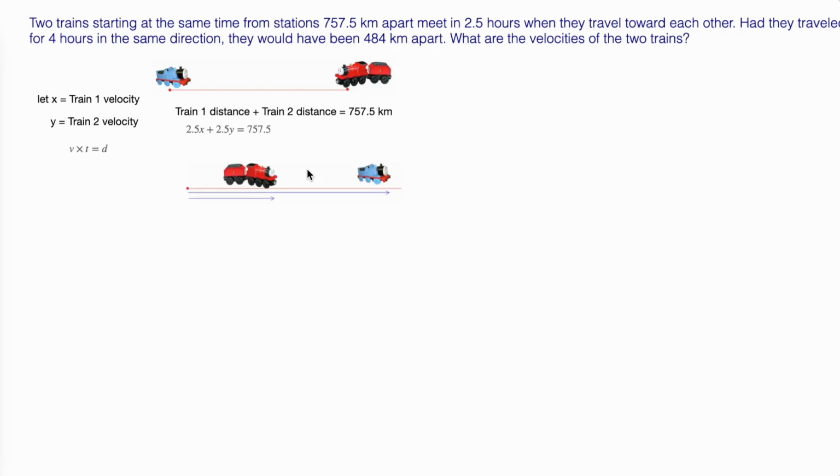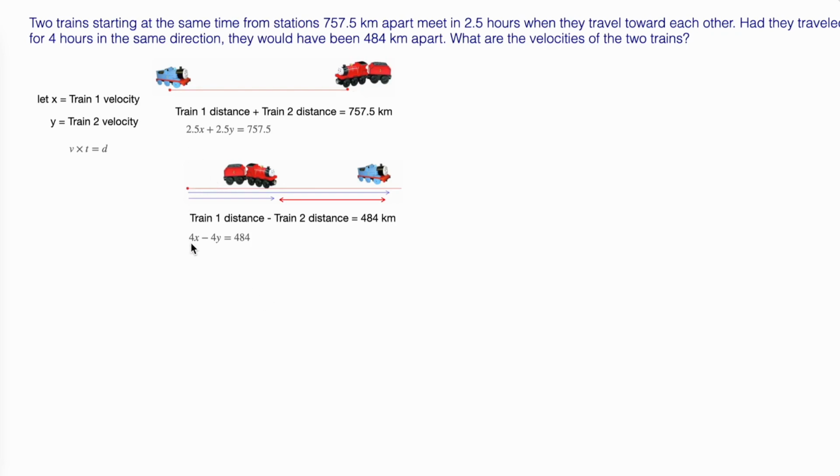Here's our first equation. For the second situation, the two trains start at the same spot, but train 1 goes a lot further. The distance they would have been apart is 484 kilometers. We get this distance by subtracting the distance that train 2 traveled from the distance that train 1 traveled. Train 1's distance take away train 2's distance is equal to 484 kilometers. Train 1's distance in 4 hours is 4 times x, and train 2's distance in 4 hours is 4 times y. 4x take away 4y is 484. We have two nice equations.